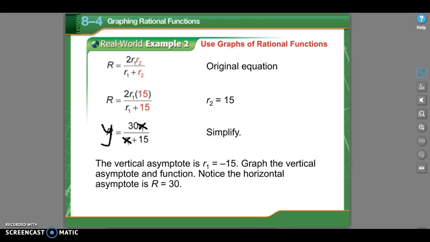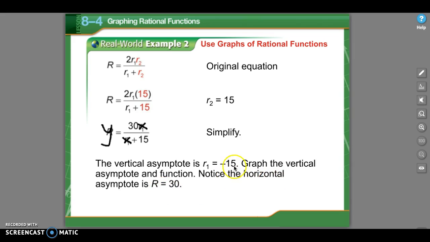The first thing we're going to do with this problem is look for our vertical asymptote, which happens when the denominator equals 0. Since our denominator is r1 plus 15, or x plus 15, the vertical asymptote is negative 15. For the horizontal asymptote, let's look at the powers. This is first degree, this is first degree. When they're the same degree, the horizontal asymptote is the ratio of the leading coefficients. Here we have a 30 and a 1x, so 30 divided by 1, the horizontal asymptote is going to be 30.